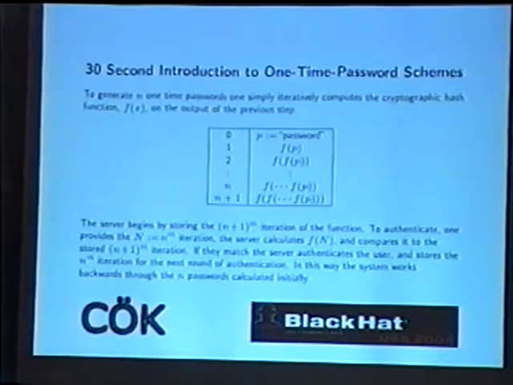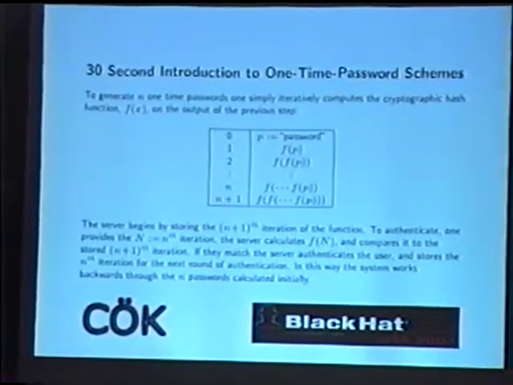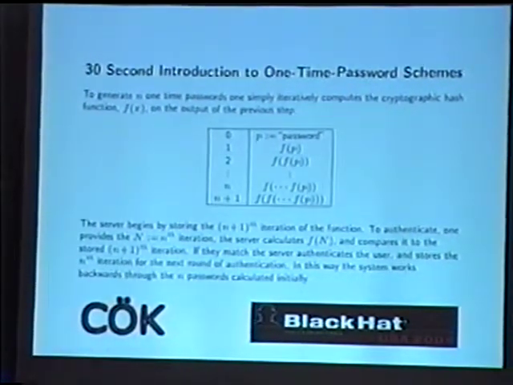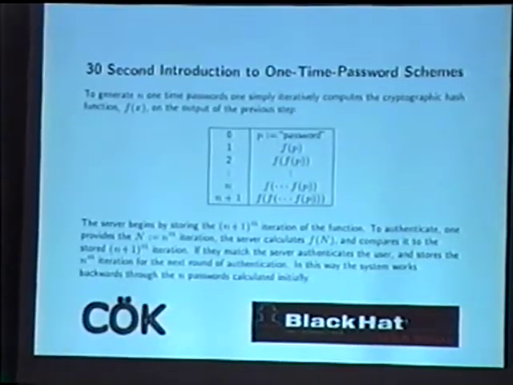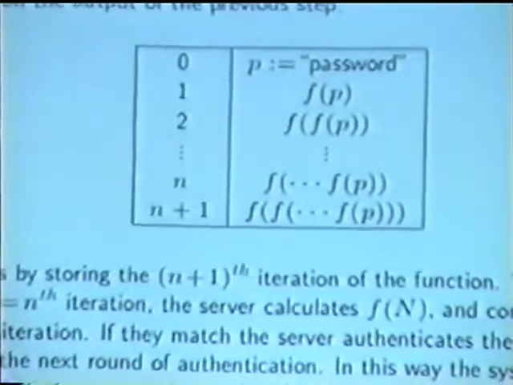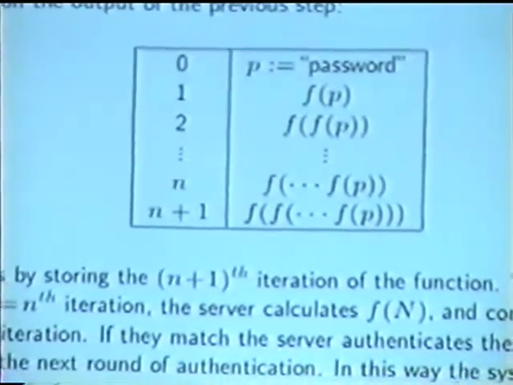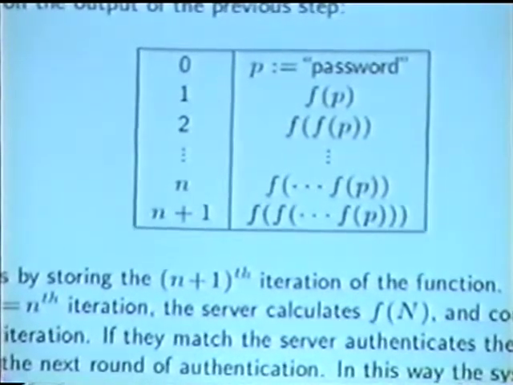Again, read the RFC. It's not very hard. You can read it in about 25 minutes and get your head around how they convert it into plain text, things you can type in. You actually compute it one more time, the n plus one term, because you actually need to authenticate at some point. And the way authentication works in this system is you initialize the server that you want to authenticate to with the n plus one iteration of the cryptographic hash on your password.